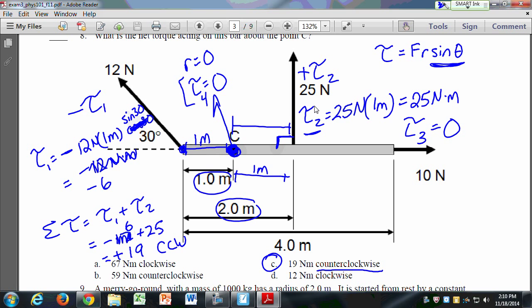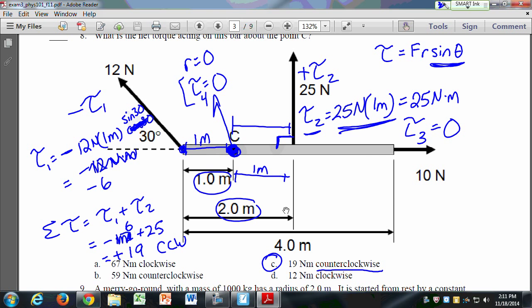I didn't use the sine over here for torque 2, right, because it was a 90-degree angle, and the sine of 90 is 1. If that confuses you, just always use the sine term. Just make sure, when you do sine of 90, then it is equal to 1. And the sine of 180 is equal to 0. Sine of 0 is 0.